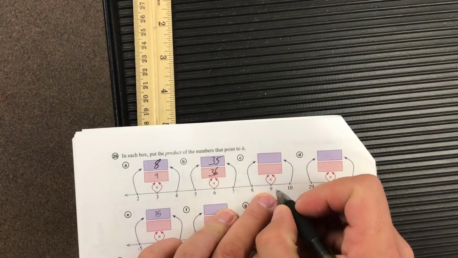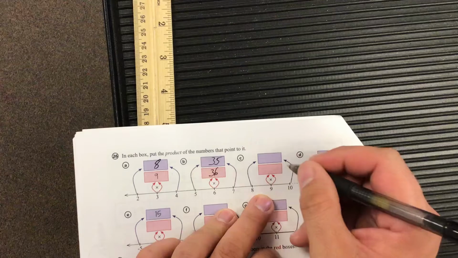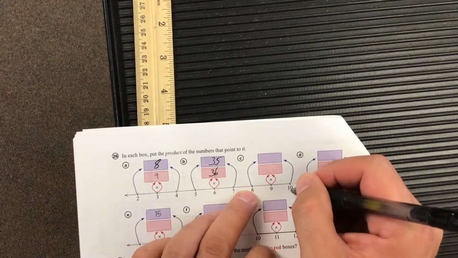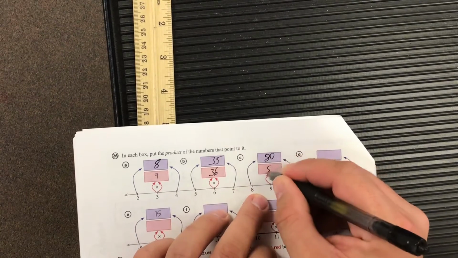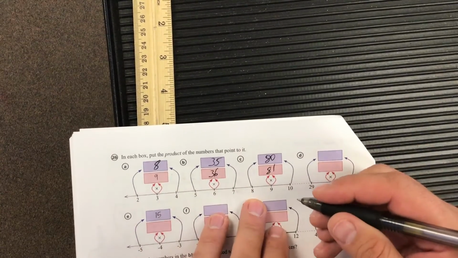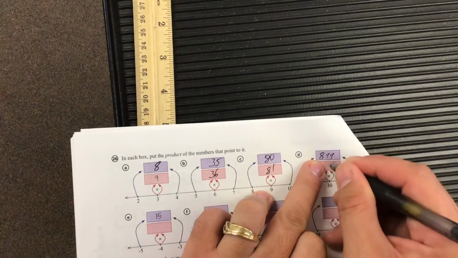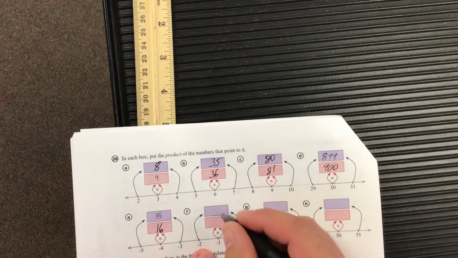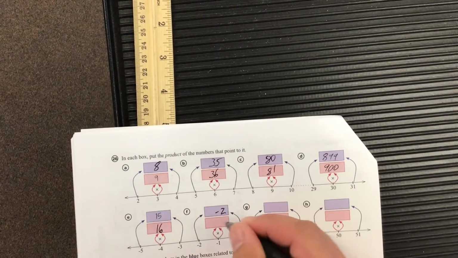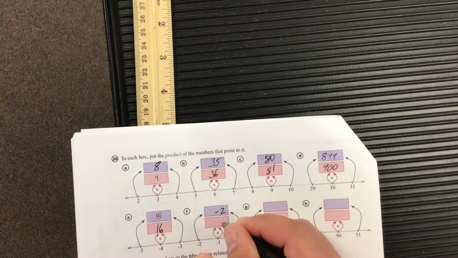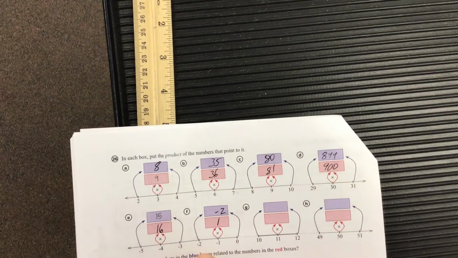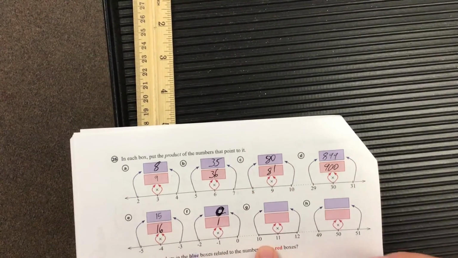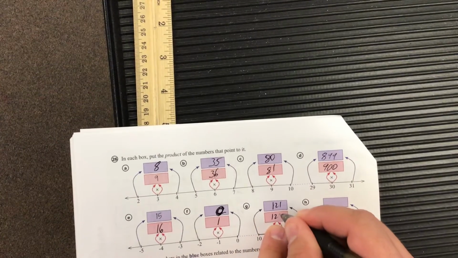Casey, you got the next one? I'm still working. 8 times 10, 9 times 9. 8 times 10 is 80. 9 times 9 is 81. See a pattern? It's all just one bigger, right? 15, 16, negative 2. Oh, no, that should be 0. Negative 2 times 0. 120, 121.